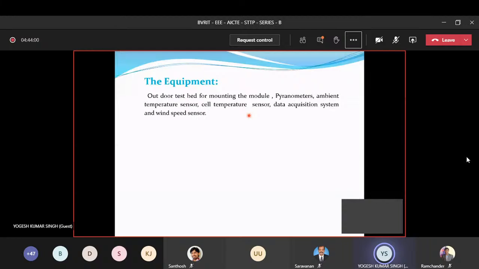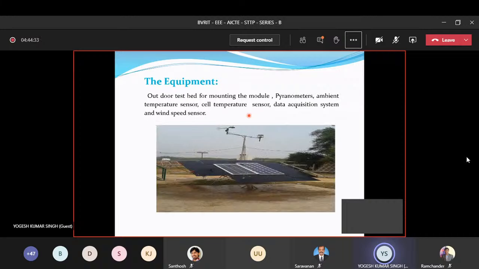Apart from the pyranometer, you require the ambient temperature sensor, which measures the ambient temperature outside. Then you require a cell temperature sensor, which senses the cell temperature. And then you require a data acquisition system for the wind speed sensor. Whatever wind speed is coming at the site, with the help of that data acquisition system, we also record the wind speed and other things. So this is a small setup where we get the NOCT.